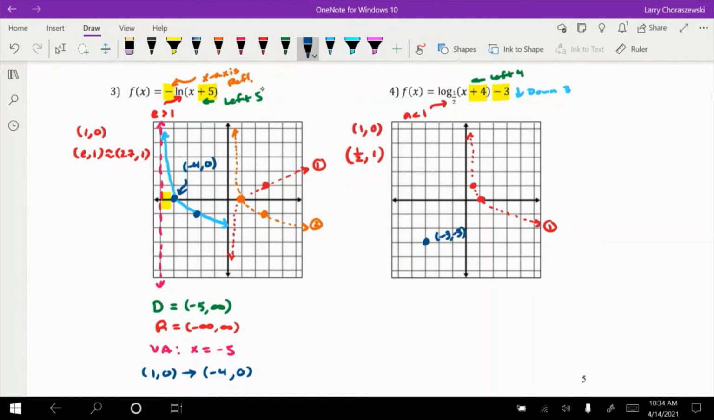And then we'll move the point (1/2, 1) left by 4. So go to the left by 4 whole units, and then down by 3. Now there's that 1 unit gap between the new location of the x-intercept and the vertical asymptote. And then we'll just go ahead and form the shape of the graph, much like that in drawing number 1. That would be our final graph.